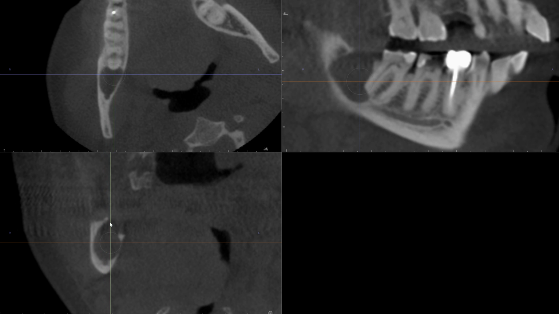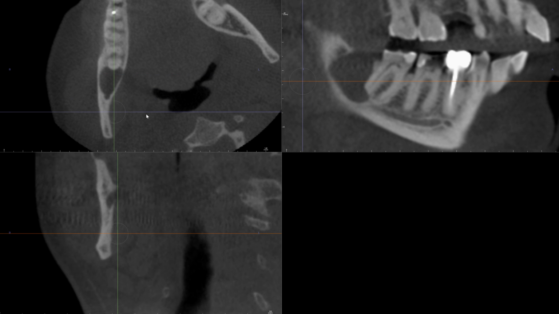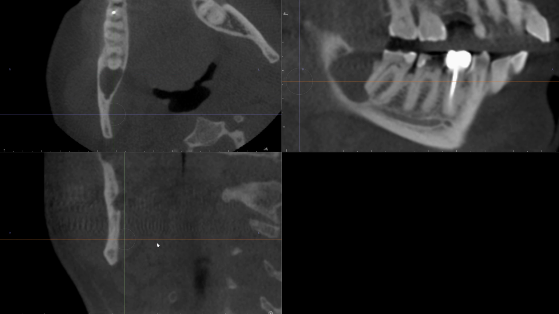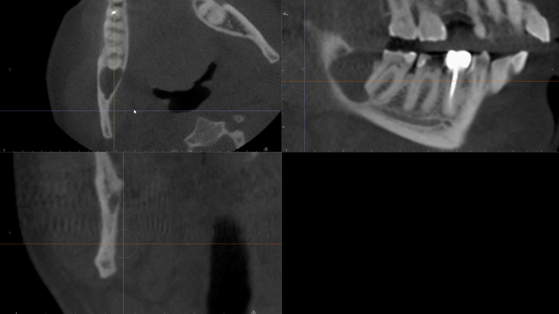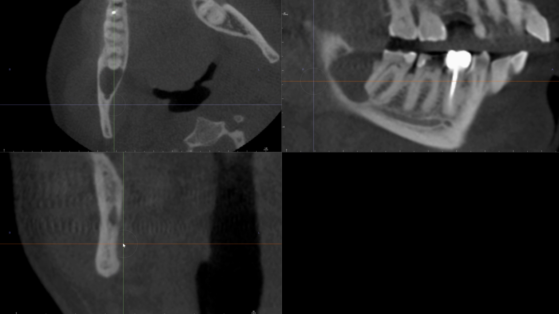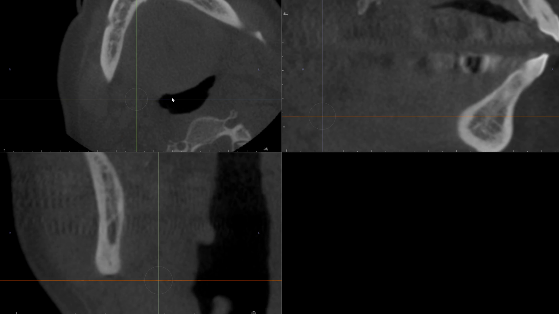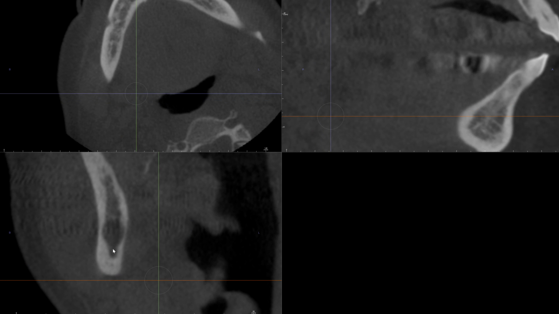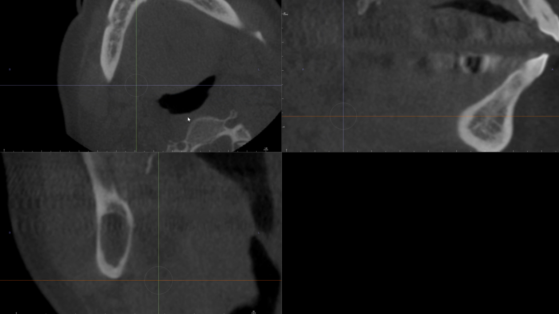Now let's scroll through the volume in the AP dimension and study the relationship of the lesion to the mandibular canal. So let me go to the posterior area and move anteriorly. Pay close attention to this canal. The canal is coursing anteriorly. For now I'm going to move the crosshair away, and as we move anteriorly, there you go. There's a canal, and here's the beginning of the lesion. So we're starting to see the lesion.